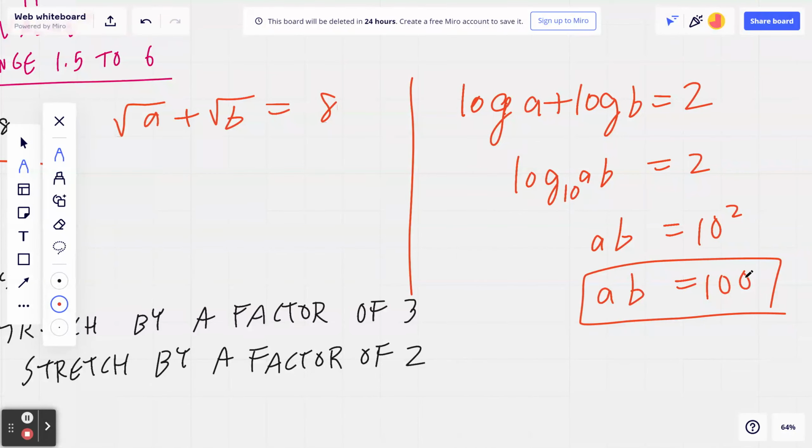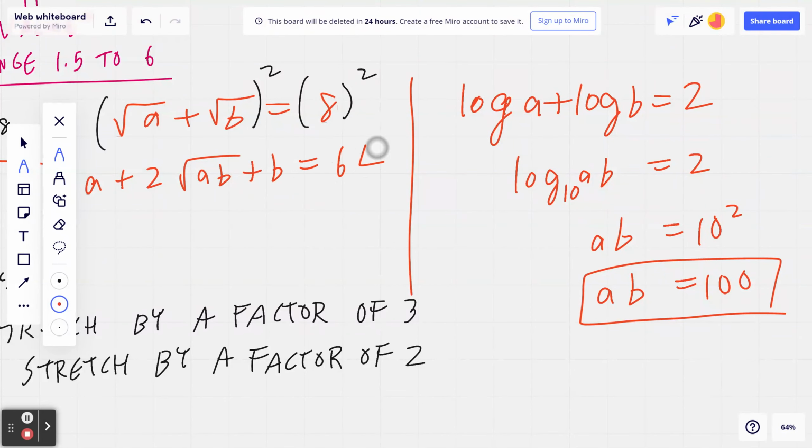I'm going to put a box around that. I'm going to use this. Now, I'm thinking I could square both sides. Let's see if this is going to work. This is going to be A plus 2 root AB plus B, which equals 64.